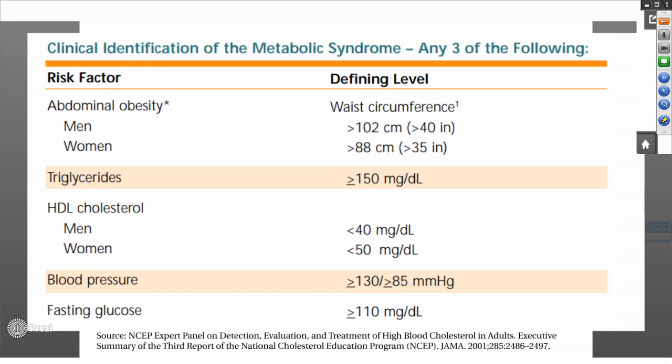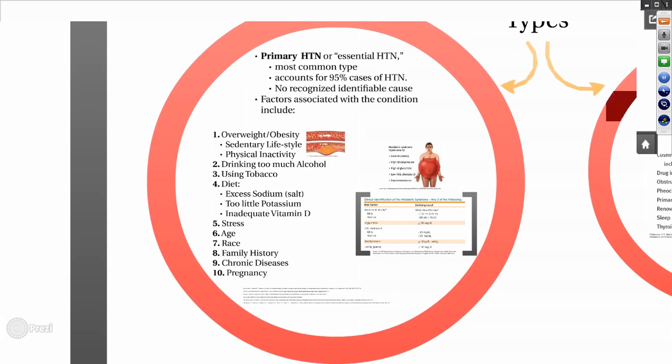Well, if you're a male and your waist circumference is greater than 40 inches, then that's characterized as satisfying one of those categories. If you're a female, greater than 35 inches, and if you have high triglycerides, etc., and fulfilling any 3 of these 5, boom, you have metabolic syndrome, according to this expert panel. So let's move right along.